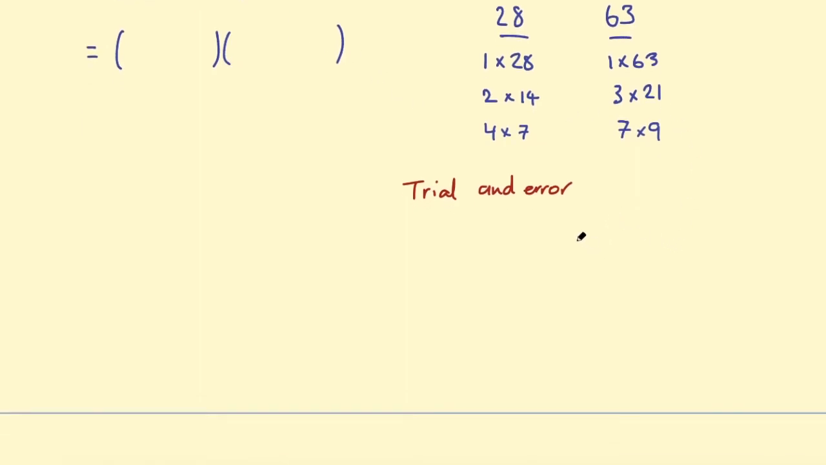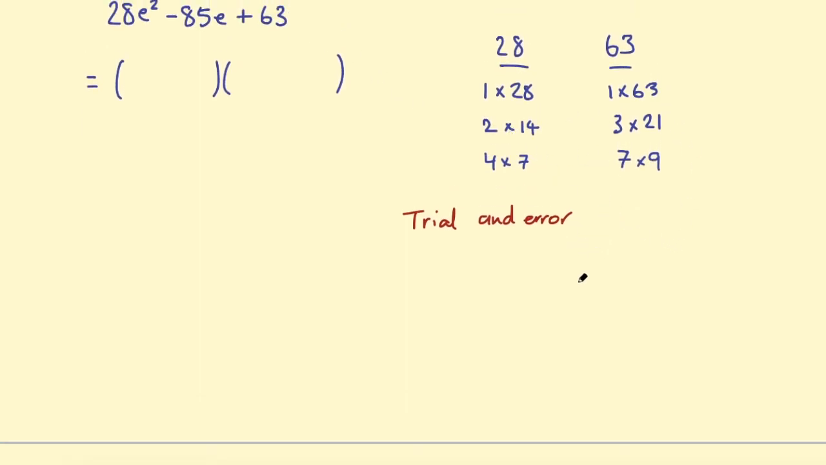So what I'm going to end up with is two products of these factors. And one way to do this is just draw a little cross and draw the factors of 28 over here. So I'm going to pick 4 and 7 first, and then pick some factors of 63 that you can try, and I'm going to try 7 and 9. So put the factors of 63 on this side.